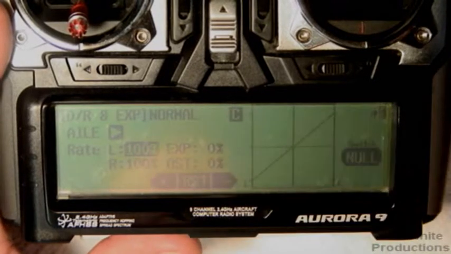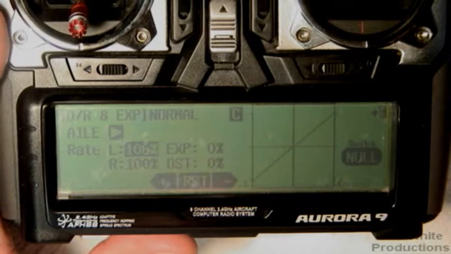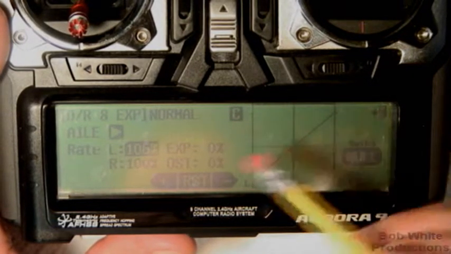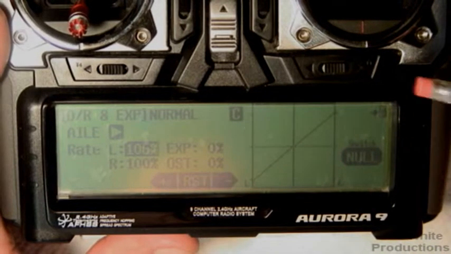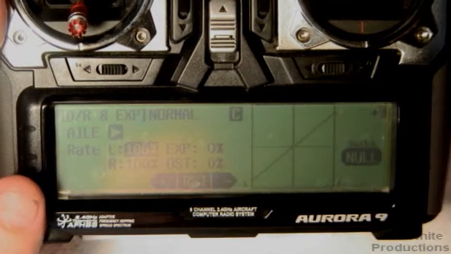I can increase the percent or decrease. Now when I do this, you notice I don't have a switch set, which means basically it's going to be set for all the time. I can't turn it on or off. We'll talk about setting a switch to turn it on or off in a minute. So I'm going to reset that back to 100.